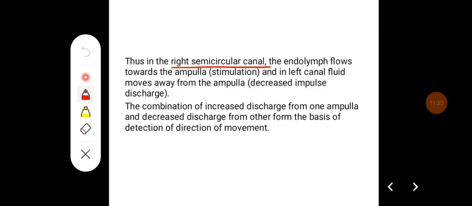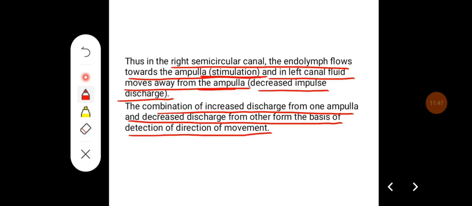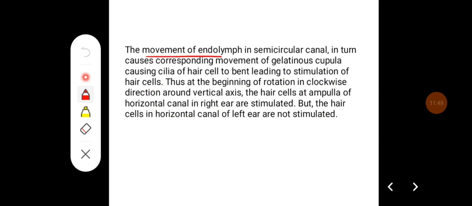Thus, in the right semicircular canal, the endolymph flows towards the ampulla, which leads to stimulation, and in the left canal, the fluid moves away from the ampulla, which leads to inhibition by decreasing the impulse discharge. The combination of increased discharge from one ampulla and decreased discharge from the other forms the basis of detection of direction of the movement. The movement of endolymph in semicircular canal in turn causes corresponding movement of the gelatinous cupula, causing cilia or hair cells to bend, leading to stimulation of the hair cells.